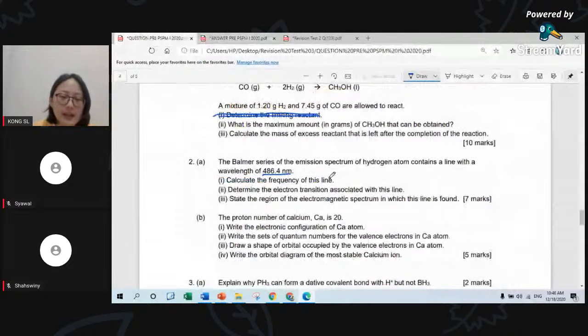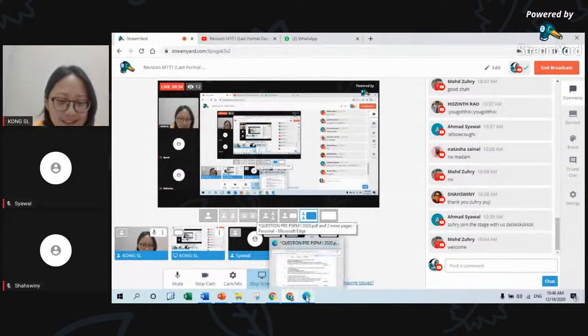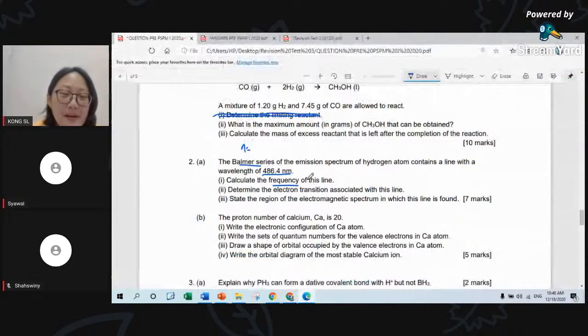Okay. Let's study the question first. Balmer series. Balmer series is n equal to... Shawa, are you here? Oh, ada. Balmer n equal to 2. Yes. Ini point yang sangat penting. Kalau tak tahu n equal to 2 tak boleh jawab. Semua soalan tak boleh jawab dah.